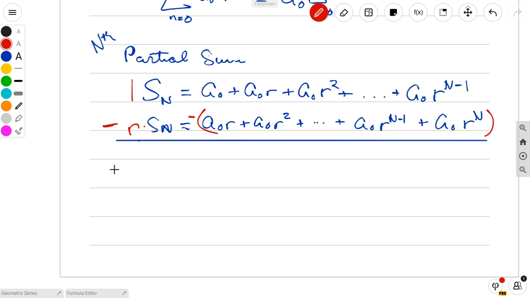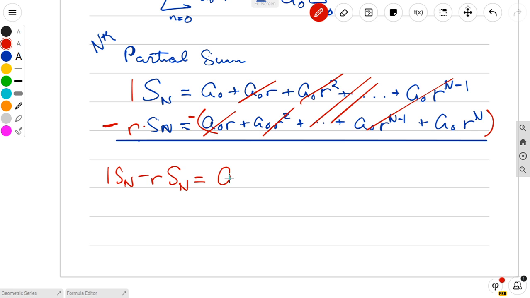So now on this side here, we're going to get 1 s sub n minus r times s sub n, right? And then on this side, the a sub 0 r is going to cancel. The a sub 0 r squareds are going to cancel. All these terms in between are going to cancel. And we're going to be left with a sub 0 plus a sub 0 r to the n. Okay, it might not look like much.